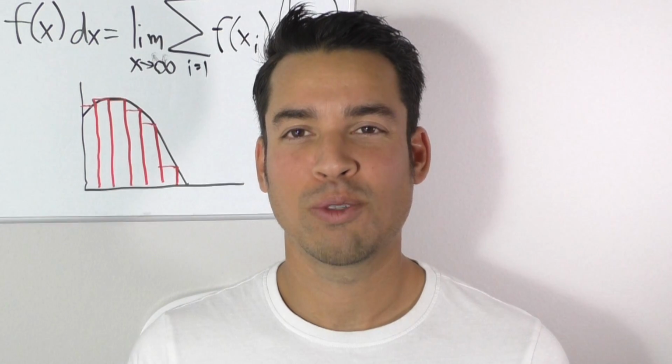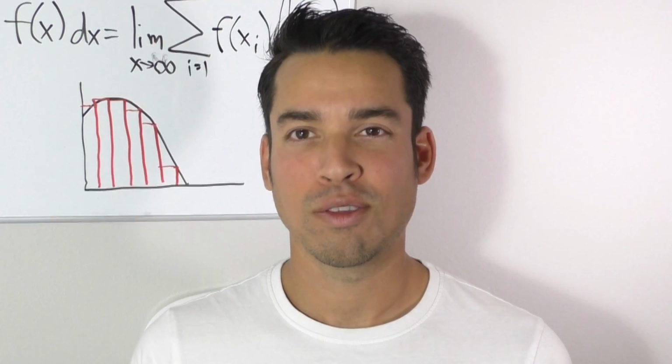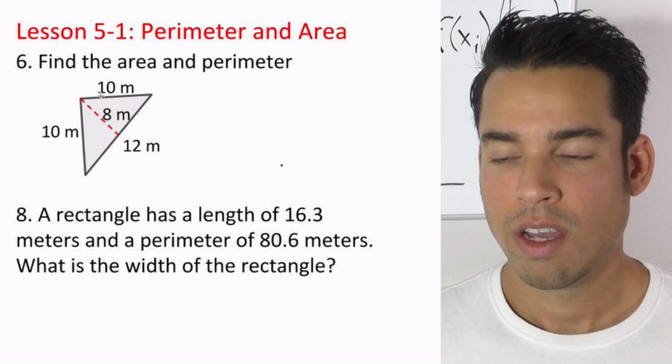What's up, guys? Welcome to lesson 5.1, perimeter and area. Let's do it. So here it says find the area and perimeter of this triangle.